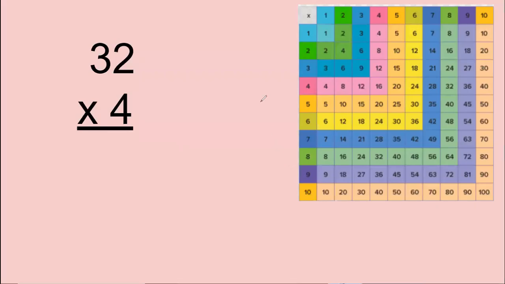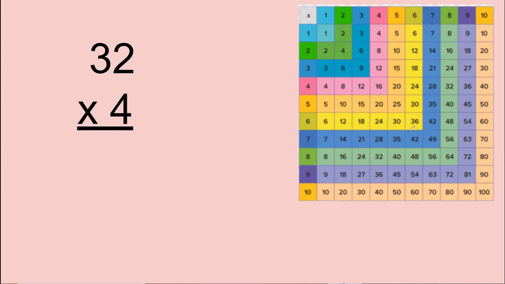Okay, so we're going to work on multiplying with regrouping today. I'm going to go through a few models with you and then we're going to do some together. On your screen you have a multiplication problem, 32 times 4. And on the right here we have a multiplication table. I have this on here so we can refer back to it when we need to.